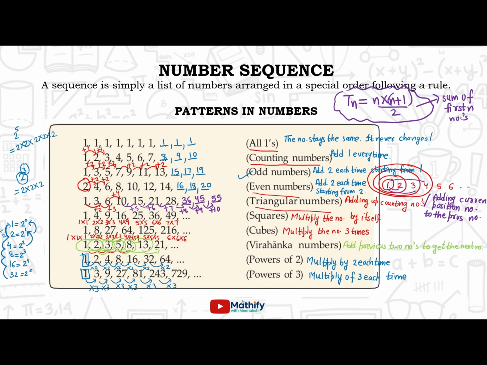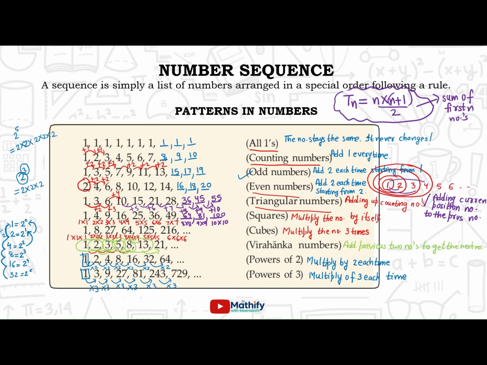Now let's move to the next sequence. That's squares. I've already written the rule for square, that's multiply the number by itself. So now we have to write the next three numbers. That means 8 into 8, 9 into 9, and 10 into 10. So what is 8 into 8? It's 64. Then 9 into 9, 81, and 10 into 10, 100. The rule is multiply the number by itself.